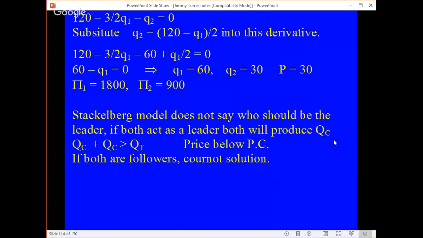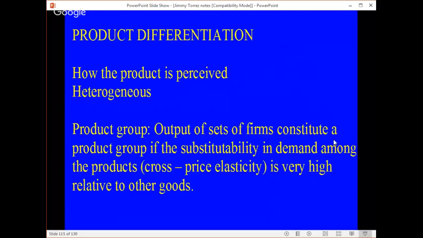If you have two equally sized firms that both try to be the leader, both will produce basically a perfectly competitive outcome, but that would mean they end up with a price below PC and negative economic profit. If both are followers, then we end up with the Cournot solution that we had in the previous example. Okay, questions?